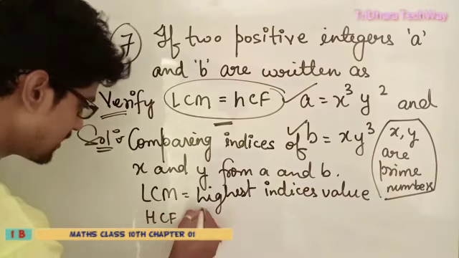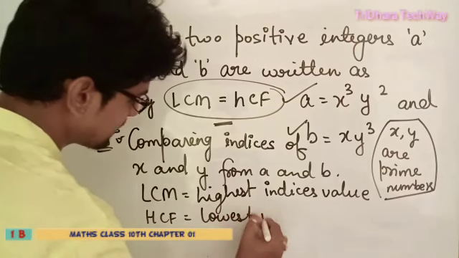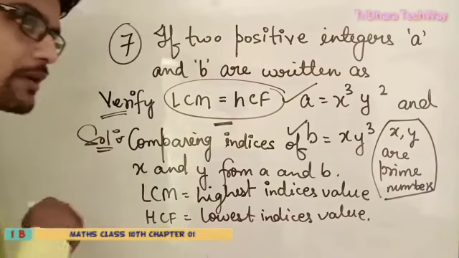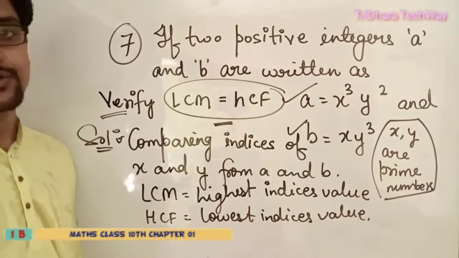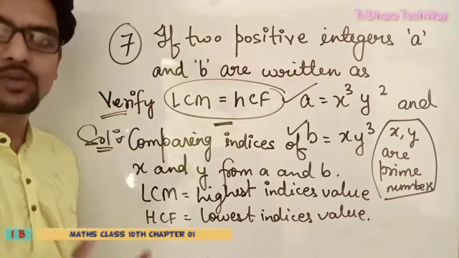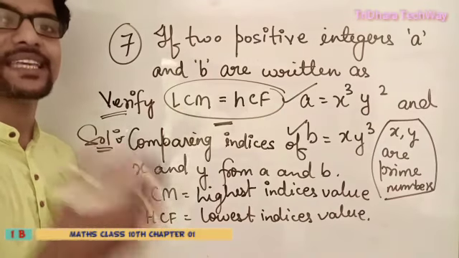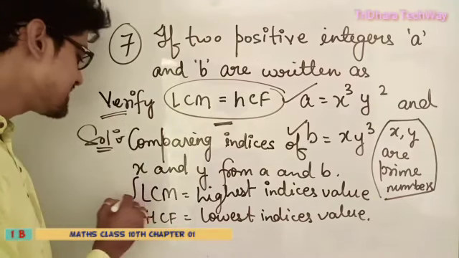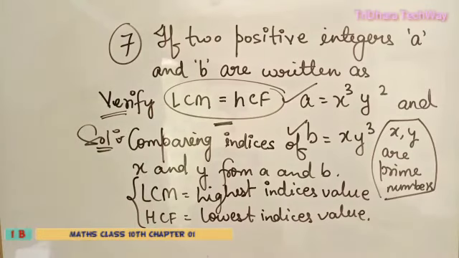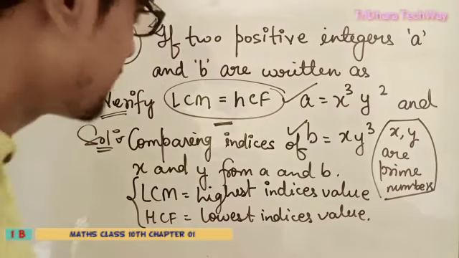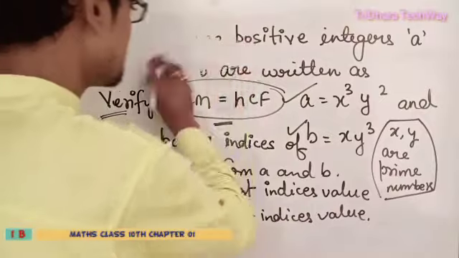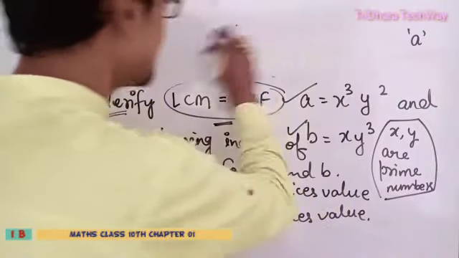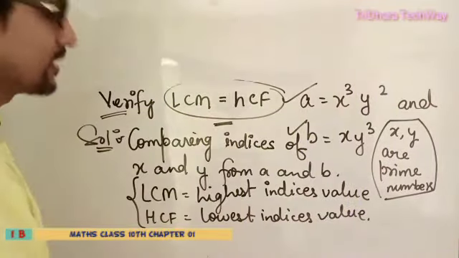HCF means lowest indices. It means whenever you take powers from the questions, in case of HCF you have to use the lowest power value, and in case of LCM you have to use the highest power value. The same concept is used to solve this question also. Okay, now see, LCM is equal to the highest power. Now I am going to erase the question from the upside for some space and for some clarity of the question. Look at that.